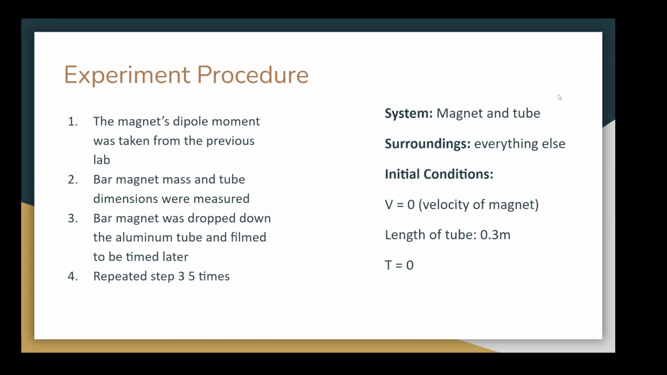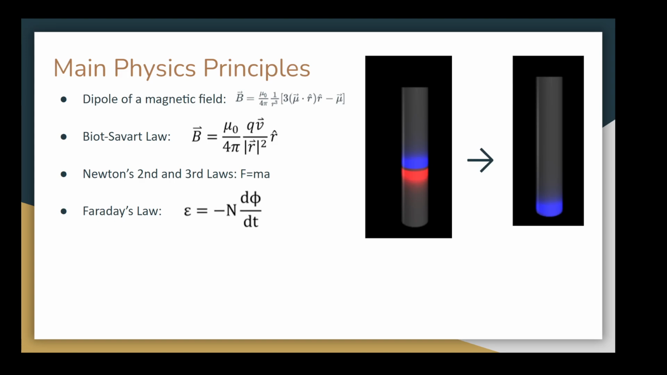The system was the magnet and tube, with the surroundings being everything else. Initial conditions: velocity 0, stationary, length of the tube 0.3 meters, time is 0, obviously. So, main physics principles.